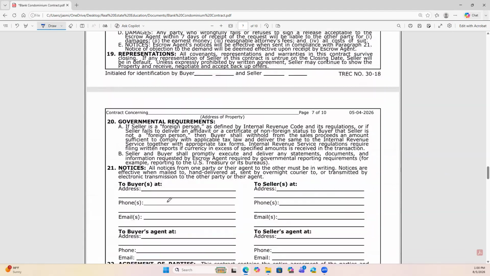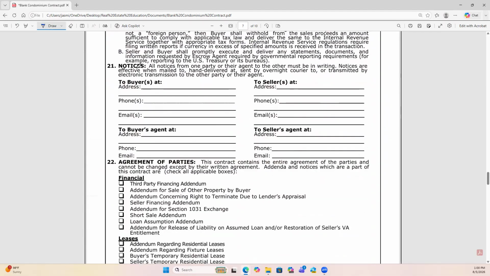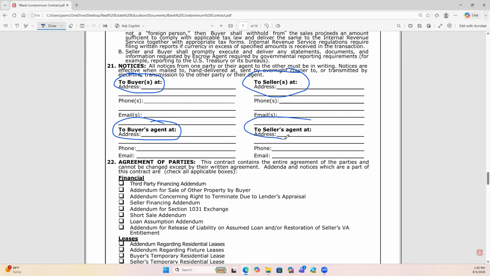13 through 20 has not changed. All of this information is the same. Our notices has changed. We need to know the buyer's contact information separate from the agent's contact information, separate from the listing side's, the seller's contact information, separate from the listing agent's contact information. This is one of the first places that the title company is going to go to every time you've done a deal, or if you have not yet.